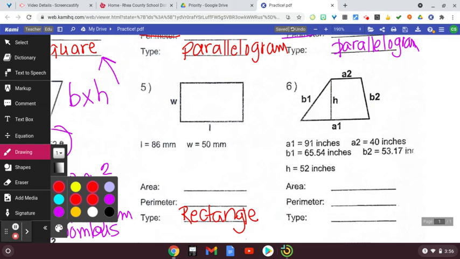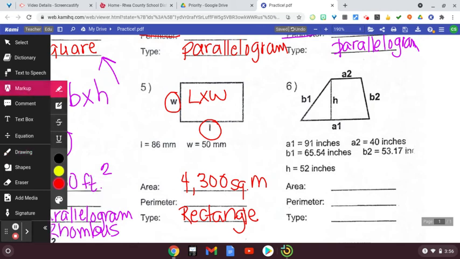Okay, a rectangle is classified as a parallelogram as well, but with a rectangle, we know it's just length times width. You only have one length. You've got your width over here. When you multiply those together, you get 4,300 square millimeters. Easiest one on the page.